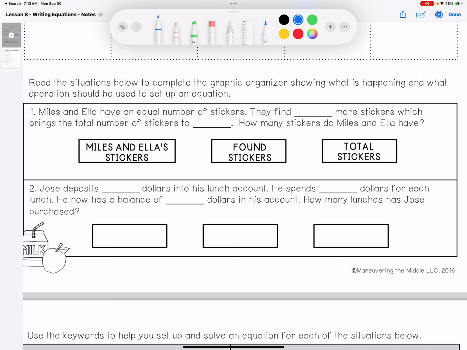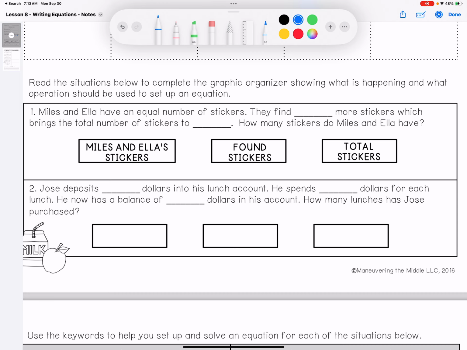All right. Number 1, Miles and Ella have an equal number of stickers. They find blank more stickers, which brings the total number of stickers to blank. How many stickers do Miles and Ella have? Okay, the reason there are blanks is because it doesn't care about the numbers. It doesn't want you to work out the numbers right now. It wants you to find out what it's asking. So let's reread the question. Those blanks mean there are numbers. Miles and Ella have an equal number of stickers.